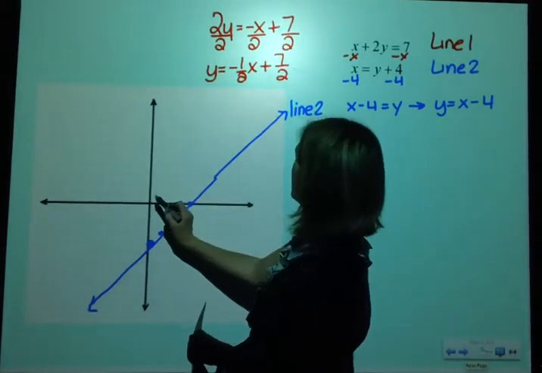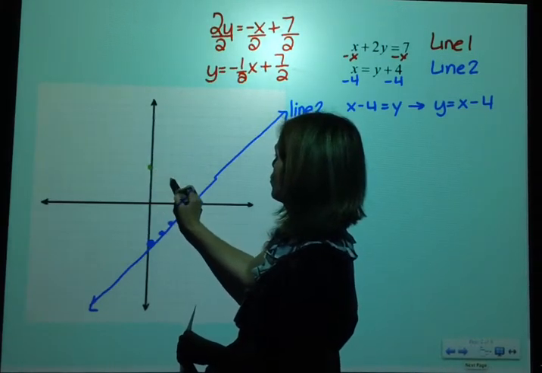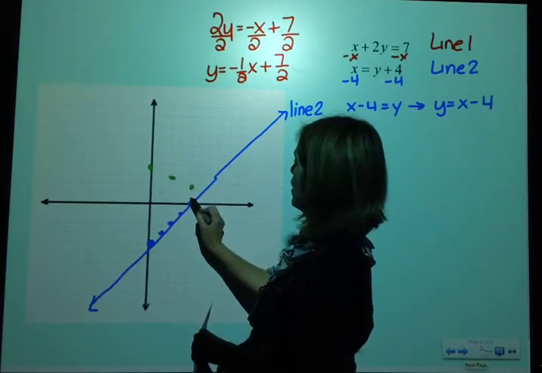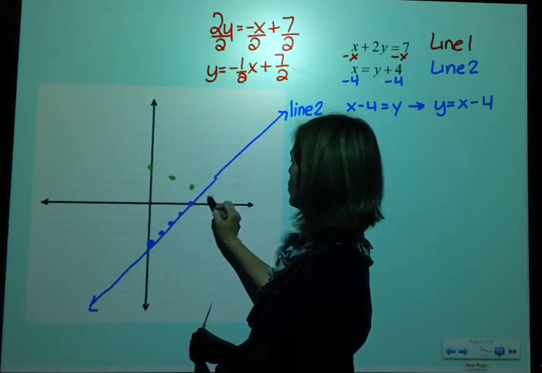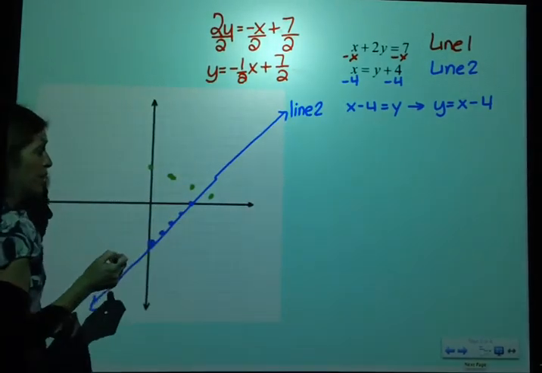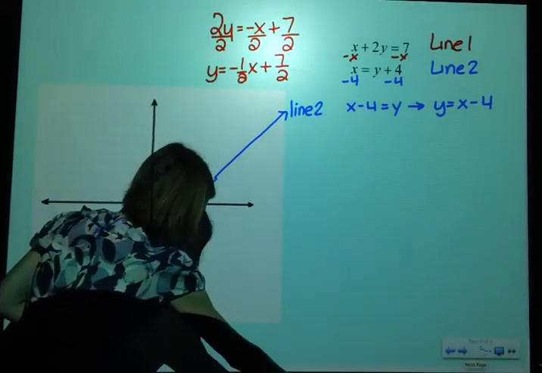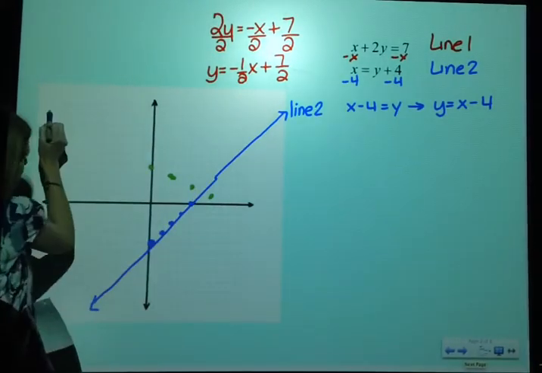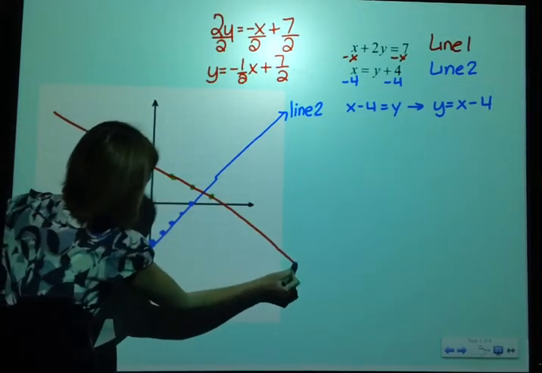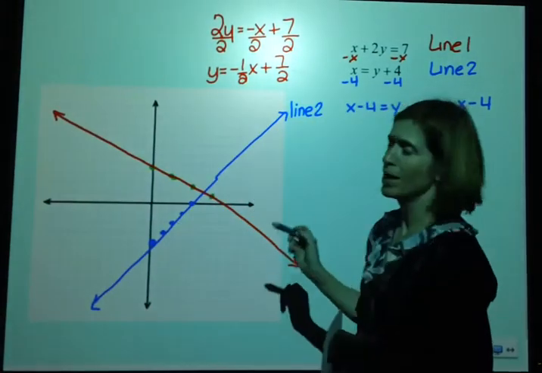I can't always see that well on this board today. So 3.5, so I'm gonna go down 1 over 2, down 1 over 2, and then down 1 over 2. All right, and I'm really gonna wanna get a good number of points on here. Now, the board's just acting up for me, so I'm gonna go back to my red. I'm gonna draw my red line through there, okay? But you guys, when you're doing your lines are gonna be really pretty and neat.